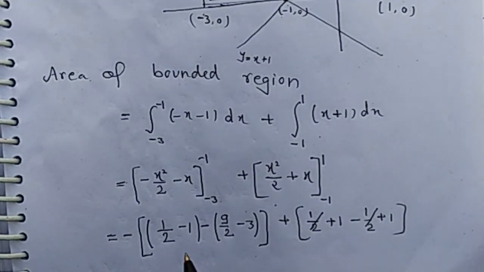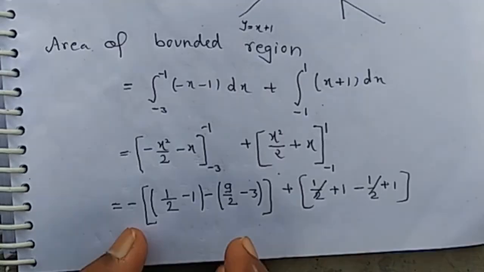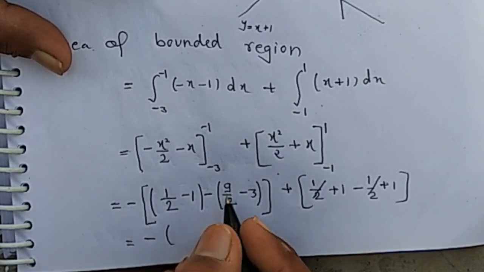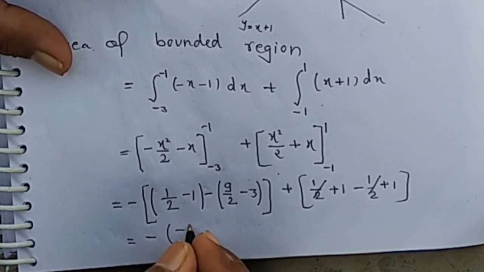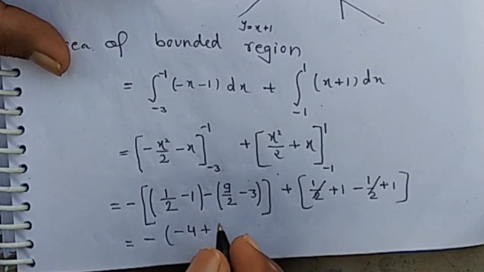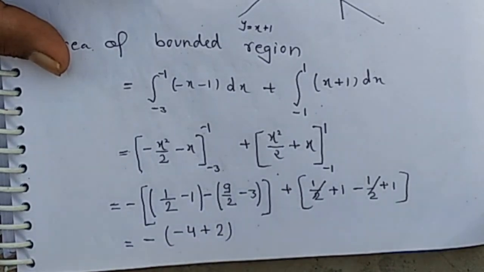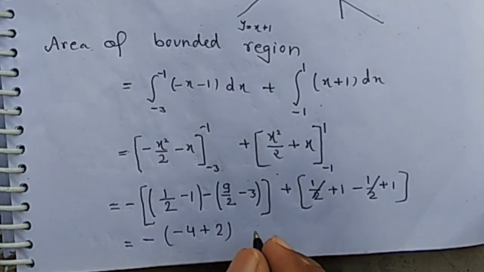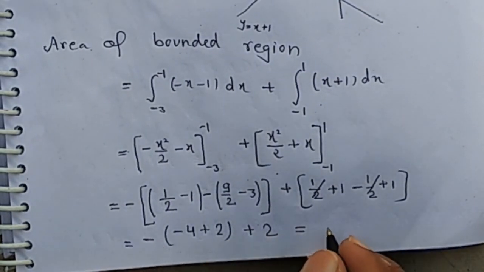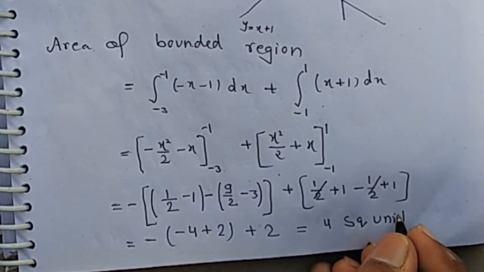And in this term we have minus 1/2 minus 9/2, which is minus 8/2, meaning minus 4. At minus 1 plus 3 is 2. Plus 2, and we have 2 plus 2, which is 4 square units, and that is the answer.